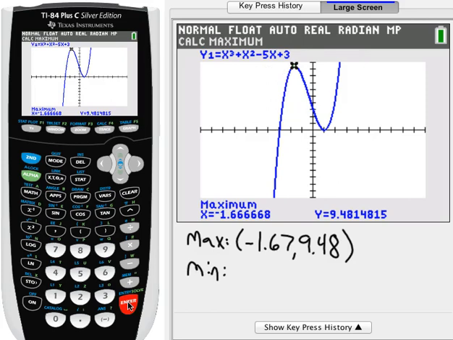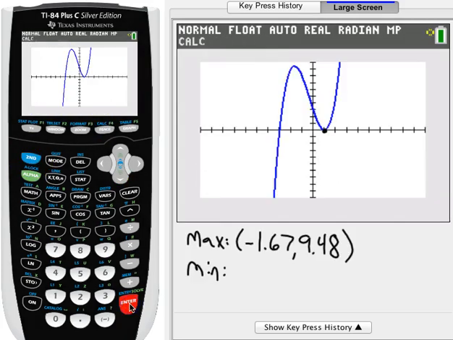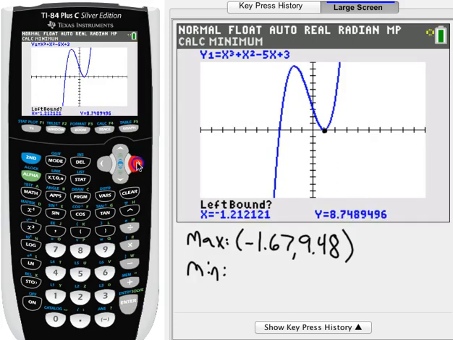Now let's find the min, because the min is going to be right there. Calculate, minimum, same game. It wants me on the left of it. Well, all right, I'm on the left right now. Now to the right of that point. Now I'm to the right of it. Hit enter. So my min is going to be at 1, 0, which makes sense because we know it's sitting on the axis. So again, that should actually make sense to us that it's 1, 0, because we knew that it was sitting right on the x-axis where it's curving.